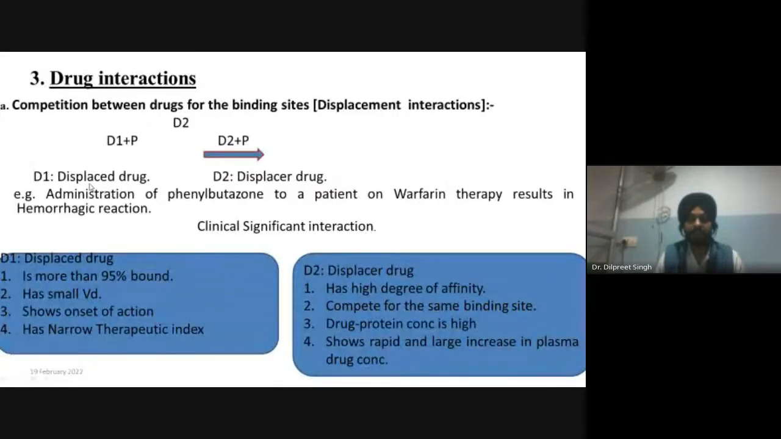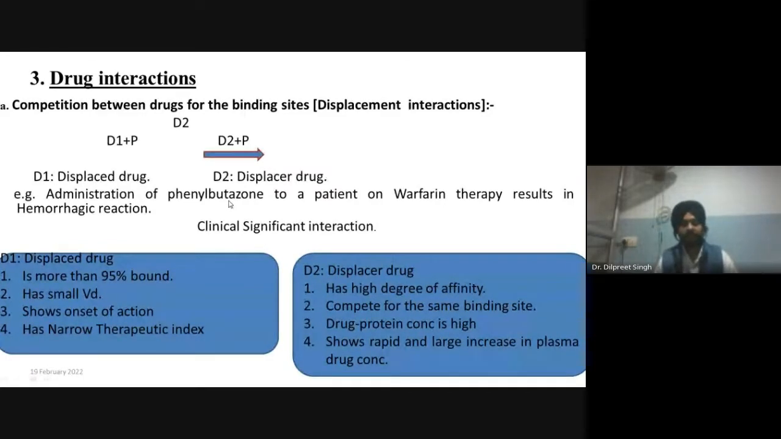So the administration of phenylbutazone to a patient on warfarin therapy results in a hemorrhagic reaction, because warfarin has a competitive binding site. So phenylbutazone given to a patient on warfarin therapy can result in a hemorrhagic reaction, and it can cause displacement for a particular drug.